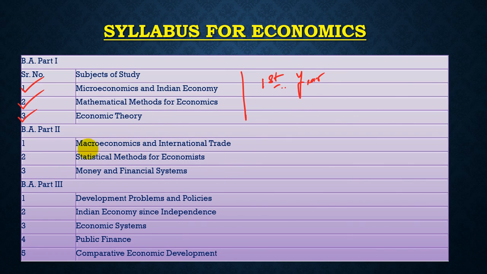In part 2 you have macroeconomics and international trade, which is very interesting. And then you have statistical methods for economists. This is especially important when you go and apply this, and this serves as the major tool in your economic career. And then you have marketing, money and financial systems.